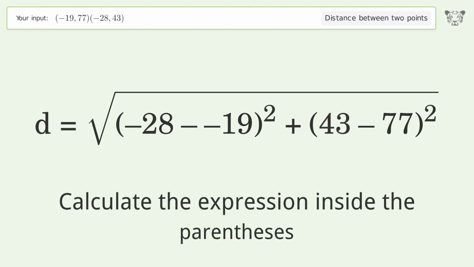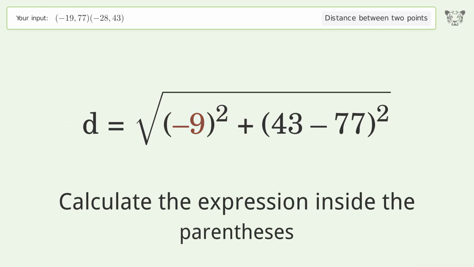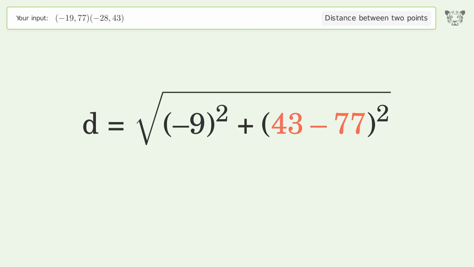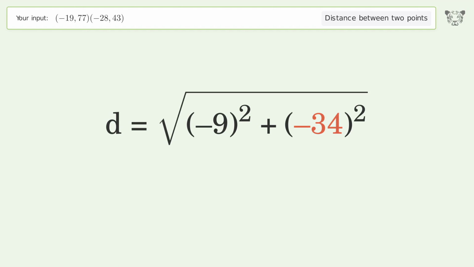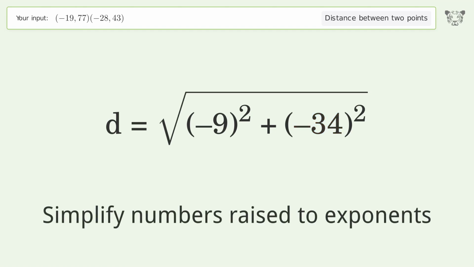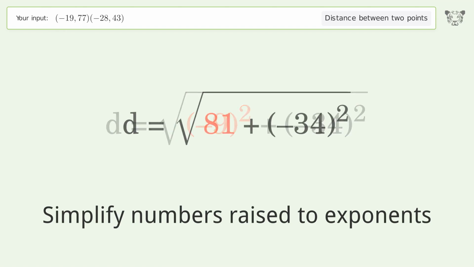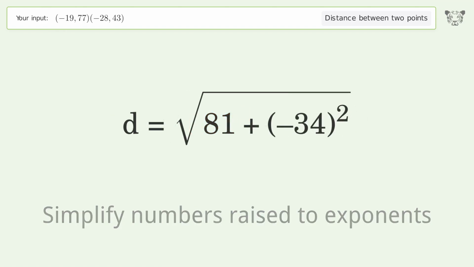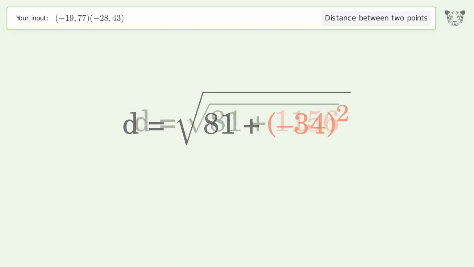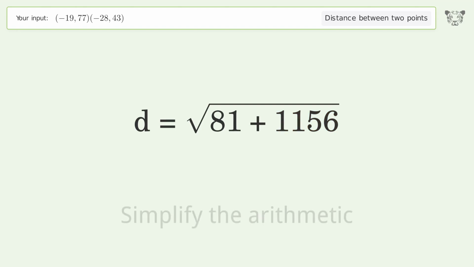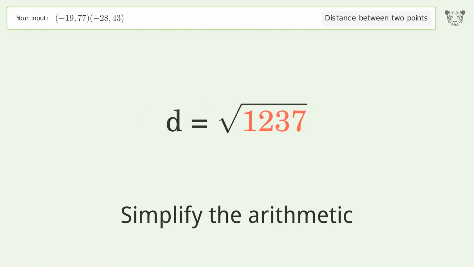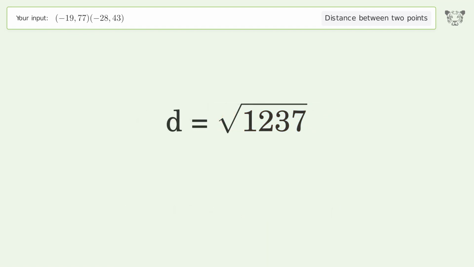Calculate the expression inside the parentheses. Simplify numbers raised to exponents. Simplify the arithmetic. And so the distance between the 2 points is the square root of 1237, or 35.171.